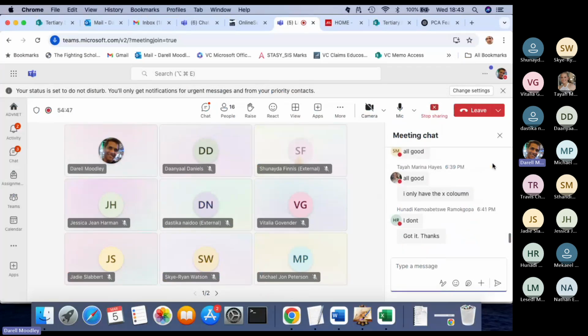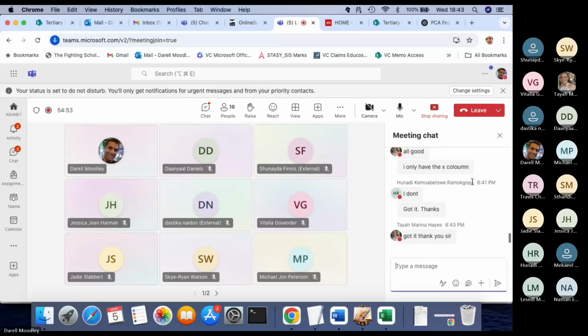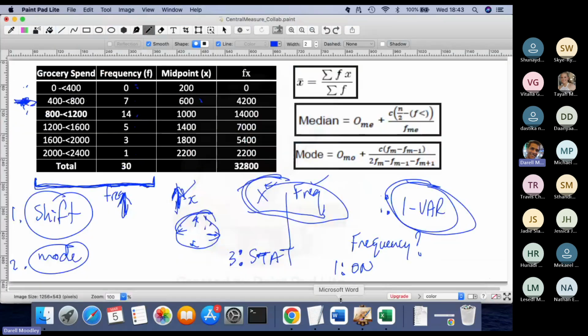Got it. Okay. Taya, you have it now. Sinead, you got it. See a thumbs up. All right. Okay, so everyone's got the X and the frequency column. All right, so what we need to do now is we need to capture our data in this table.